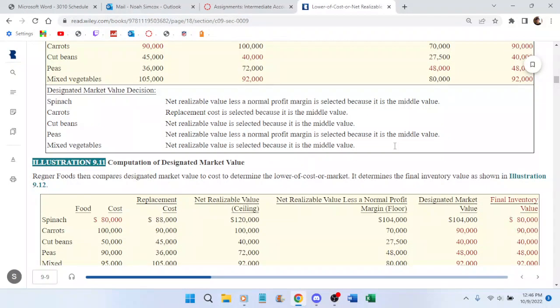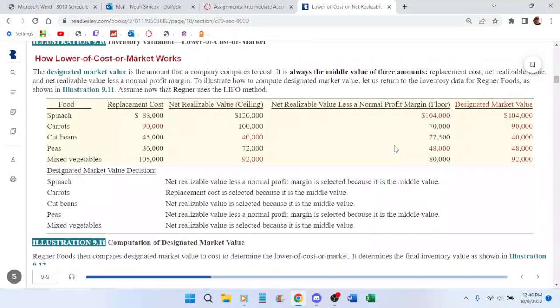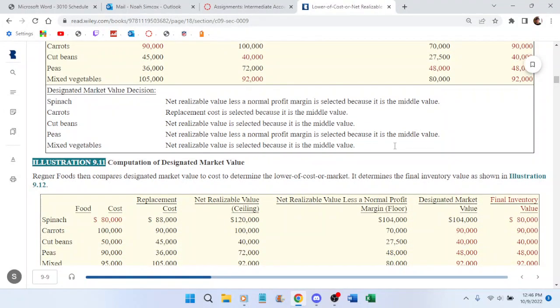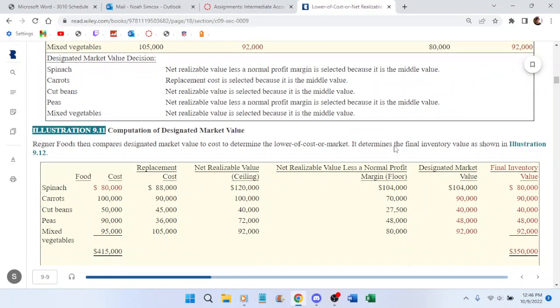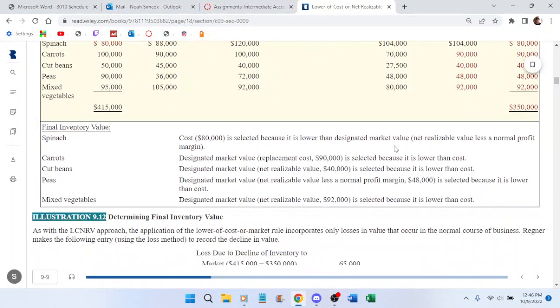Compare designated market value to cost to determine the lower of cost or market. Okay, so first, take all three of these values, take the middle value, then determine which one is lower, this value or the cost. And then the lower of those two is the final inventory value. That's not that complicated.